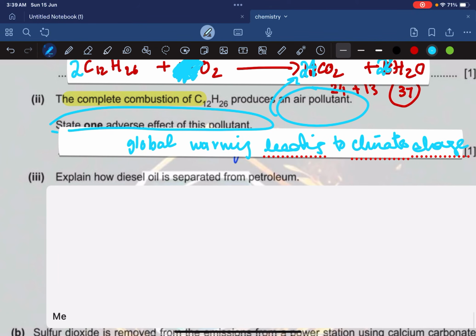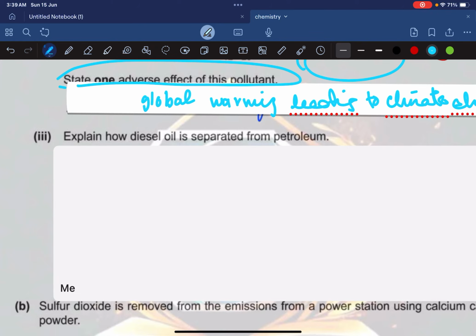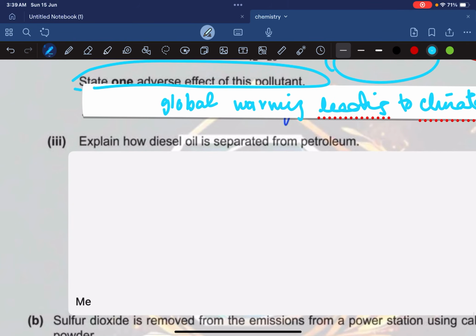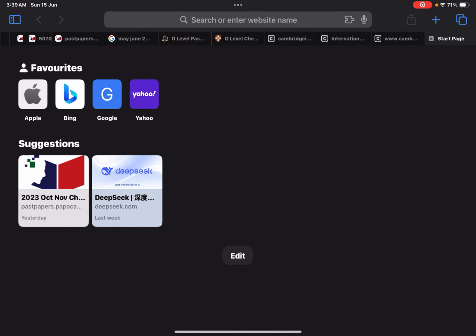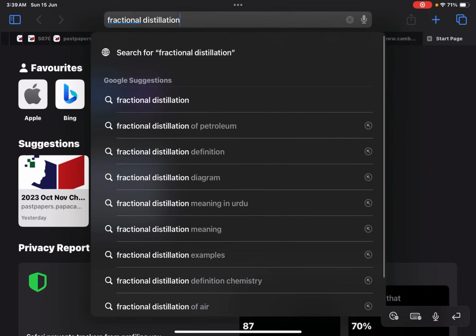Explain how diesel oil is separated from petroleum. In order to gain these 3 marks, you had to explain how diesel oil is separated from petroleum. We had to write about fractional distillation. What do we first do to petroleum? To do fractional distillation, first you have to turn it into a vapor. Let me show you guys a picture of this if I could. Fractional distillation of petroleum.